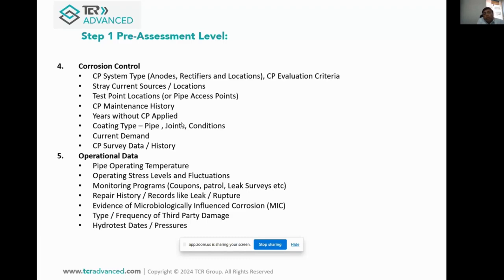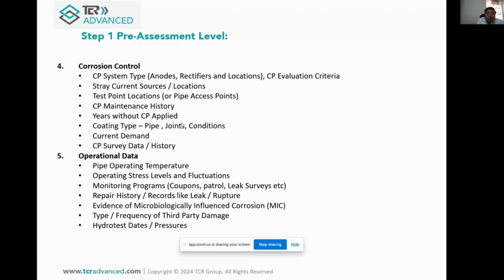This will help you take the regular monitoring of cathodic protection, performance related monitoring, then CP maintenance history. Then in case there was no CP, you need to have that data. Coating type, as discussed, current demand, CP survey data, history. Nowadays, in surveys, OISD and PNGRB are mandating that you need to have CIPS, meaning coating integrity survey, every 5 years of design life.